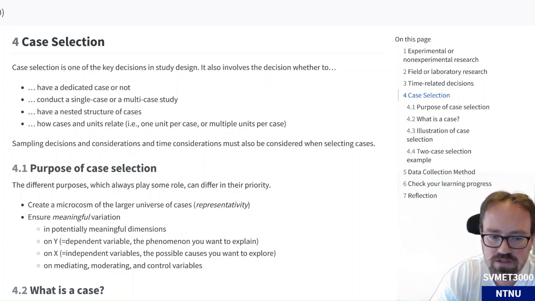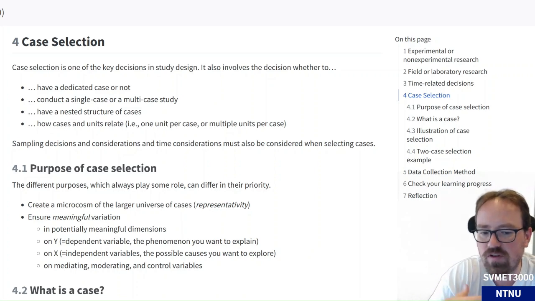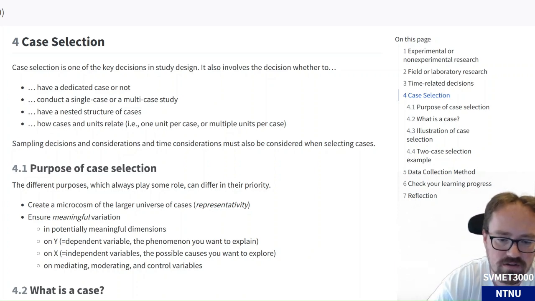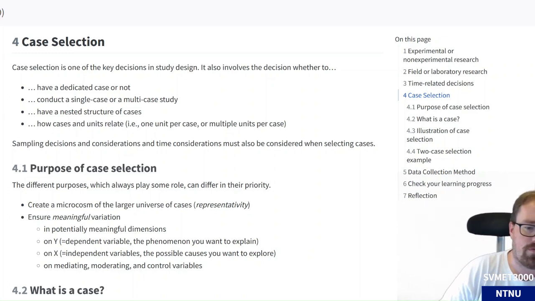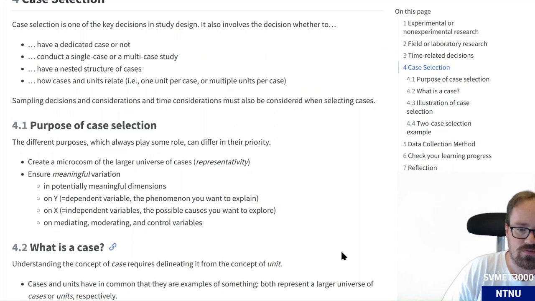The first one is to create a microcosm of a larger universe of cases. That's very much the same logic as in sampling that I treat in a separate unit. So we want the cases to stand for something in as appropriate a way as possible. They should be a microcosm of the larger universe.